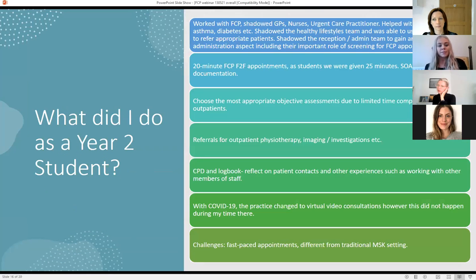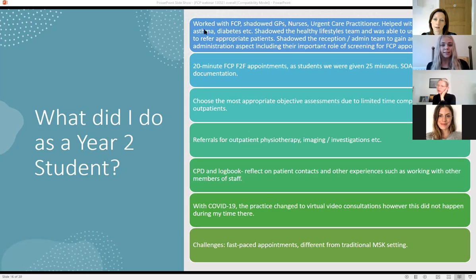And then in terms of what I actually did as a student on the placement, not only did I work with the FCP, but I also worked with a variety of different clinicians and different practice staff during my time there. I'm not sure if this is the same on every FCP placement, but this is what I experienced. I had the opportunity to shadow GPs and see their role in the practice, and how things differed with how the GPs assessed and how the FCPs assessed for different things.